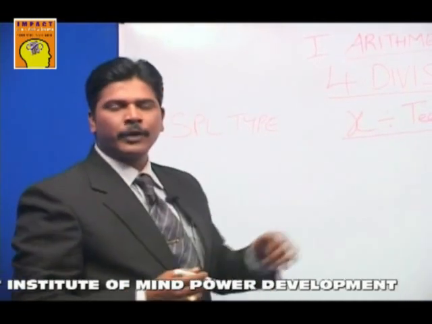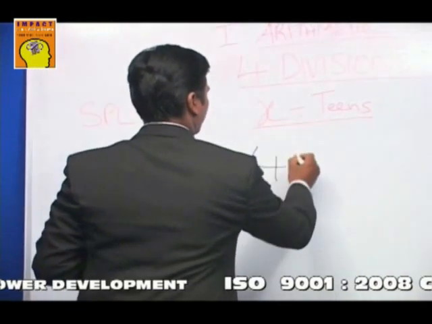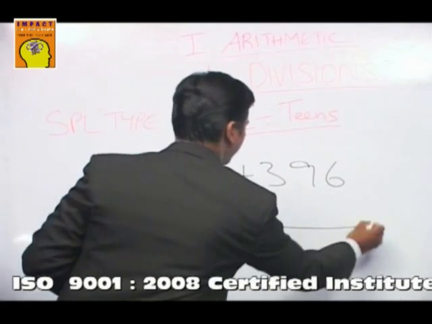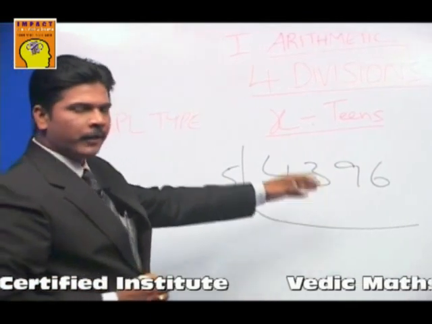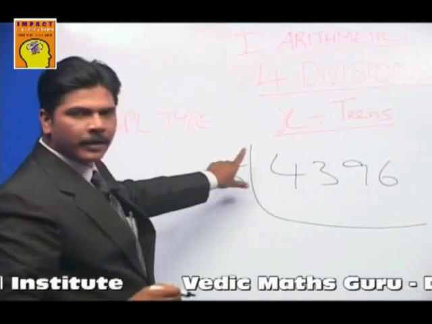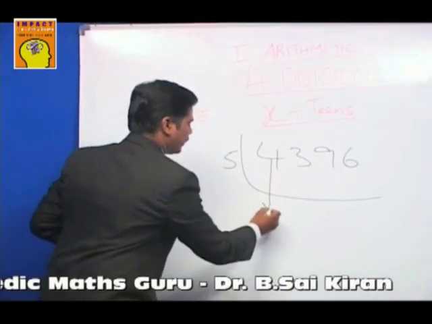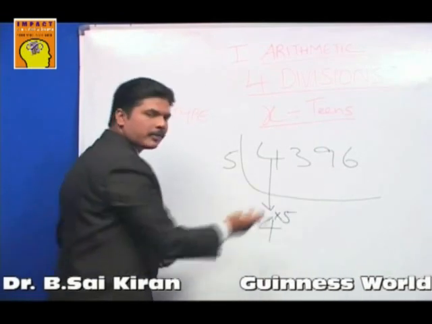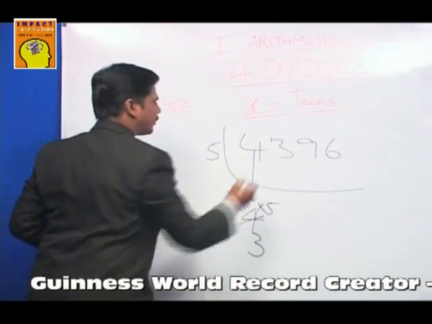Okay, now let's see one more example in division by teens. How much is 4396 divided by 15? If you're dividing by 15, you must divide by 5. I'm not writing the question directly. The first step is, what is the first number? Drop it down. Now 4 times 5 is 20, next place is 3, it won't match. So cut 4, make it one number less, increase the next number by 10.